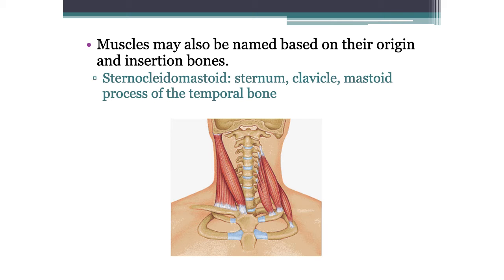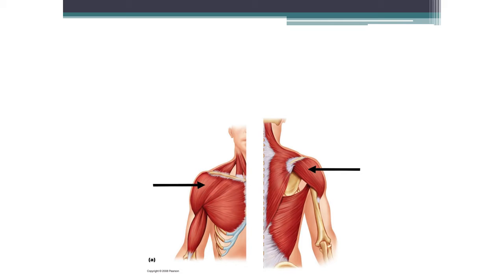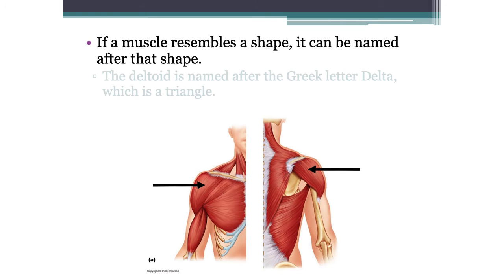Muscles can also be named based on their origin or insertion bones. So we see this right here, based on its attachment to the clavicle, mastoid process, and temporal bone. It has a lot of different names there. If a muscle resembles a shape, it can be named after that shape. The deltoid, the delt muscles, the shoulders, look like the Greek letter delta, which is a triangle.